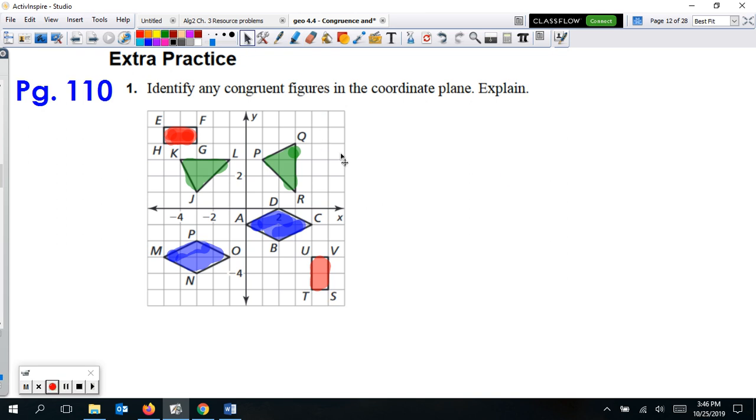Try to figure that out. Go ahead and pause the video and see if you can figure out what's happening with these rectangles, what's happening with these diamonds, and what's happening with these triangles. See if you can identify what the transformation is, just one transformation to get one figure to the other figure. Think about that, and then I'll show you the answer.